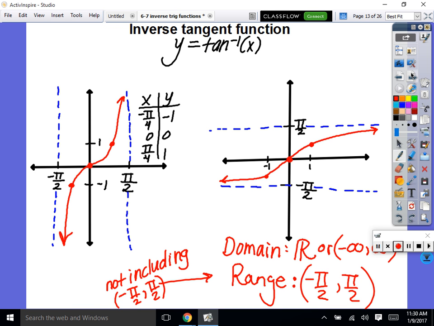Okay, now inverse tangent. Once again, I will not ask you to reproduce the graphs, really. Sometimes they're helpful.